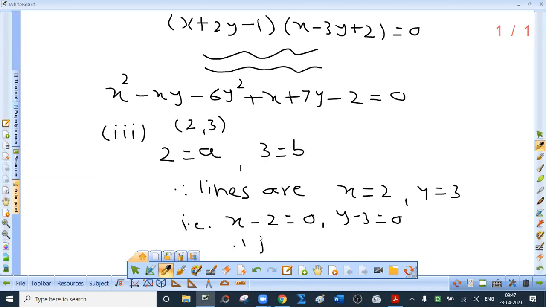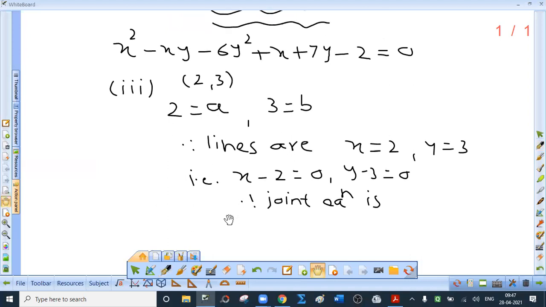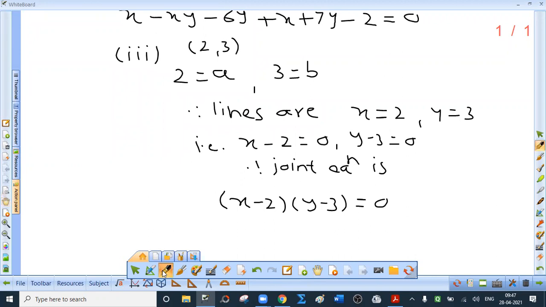Therefore, joint equation is x minus 2 into y minus 3 equal to 0. Now open the bracket and tell me what is the answer. That is xy minus 3x minus 2y plus 6 equal to 0. Right.